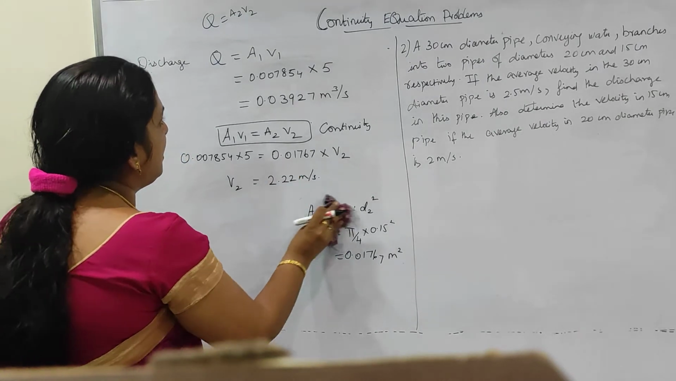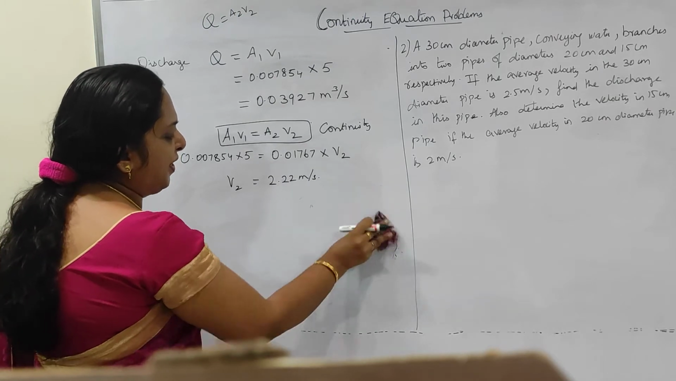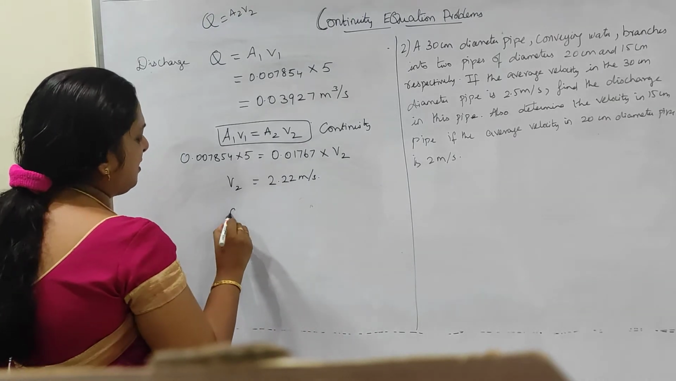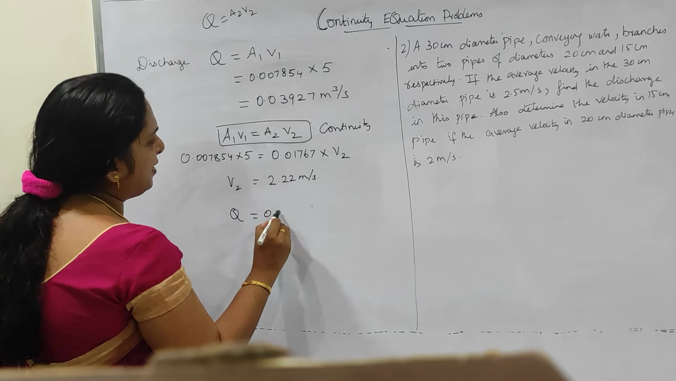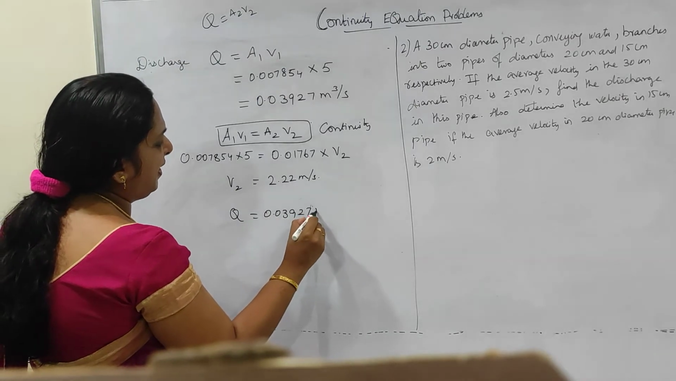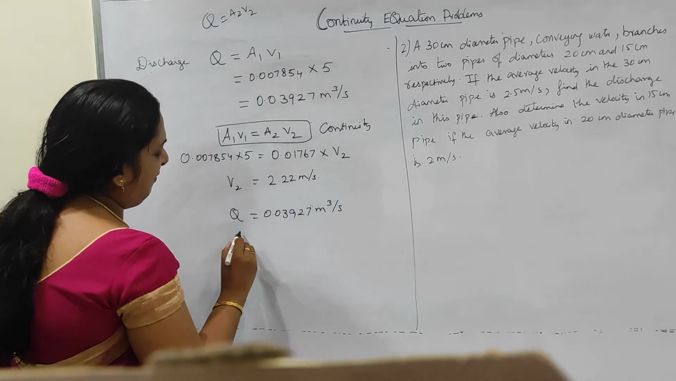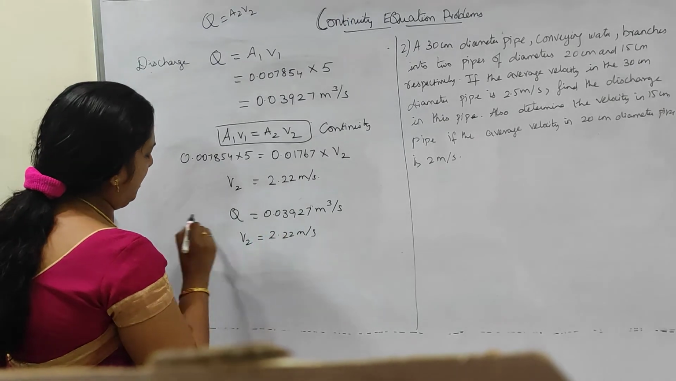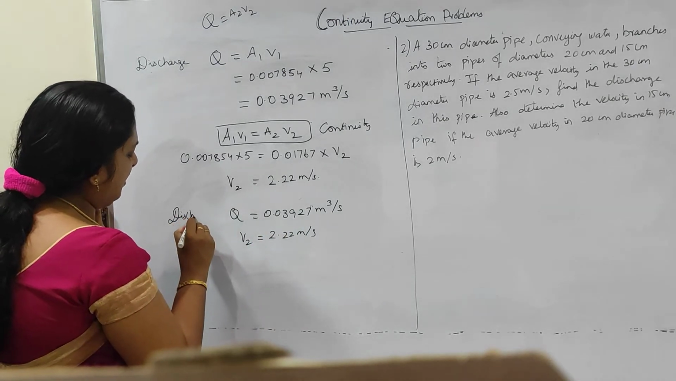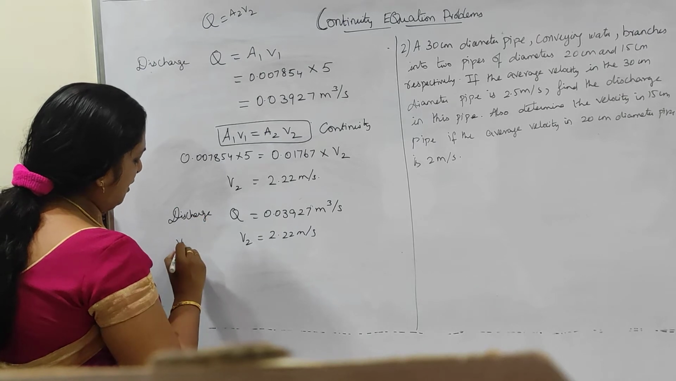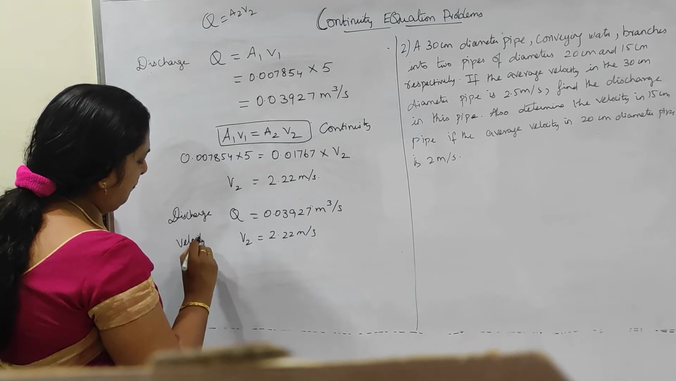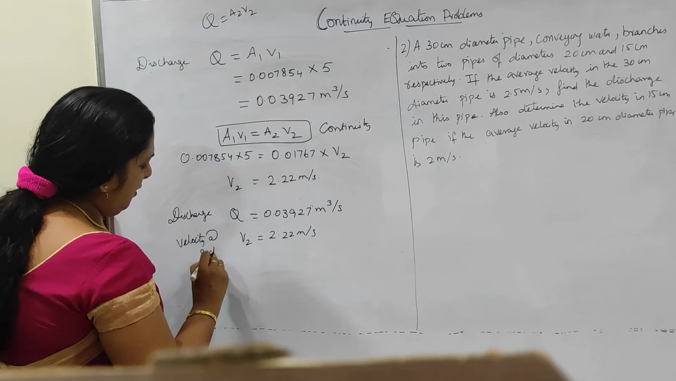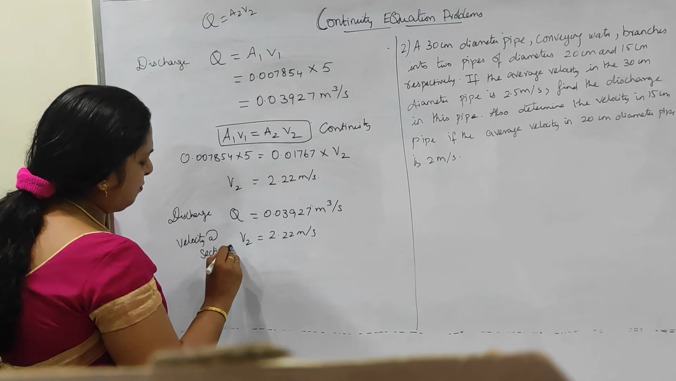So what is asked in our problem? They asked you to find the discharge. So discharge is equal to 0.03927 meter cube per second, and V2 will be equal to 2.22 meter per second. That is your discharge and this is your velocity at section 2. So we have completed this problem.